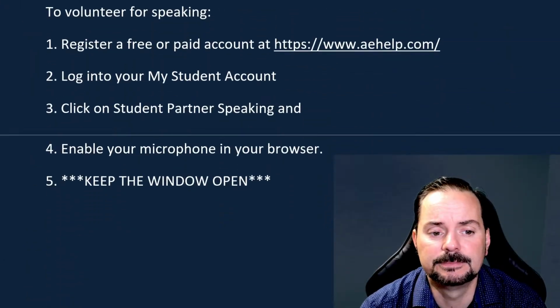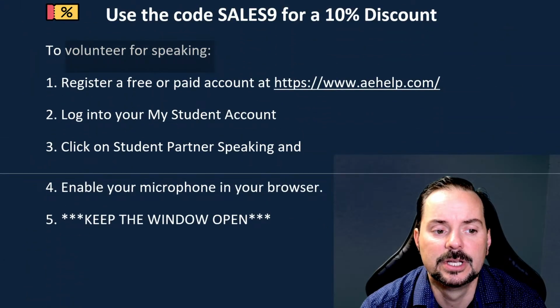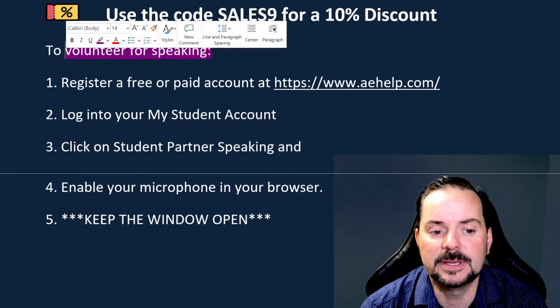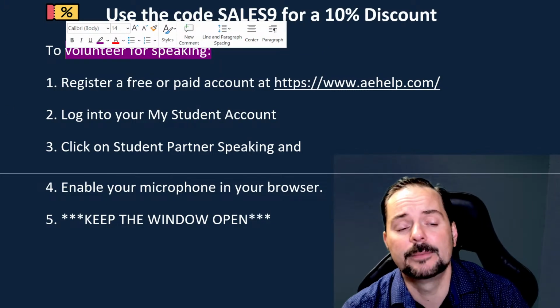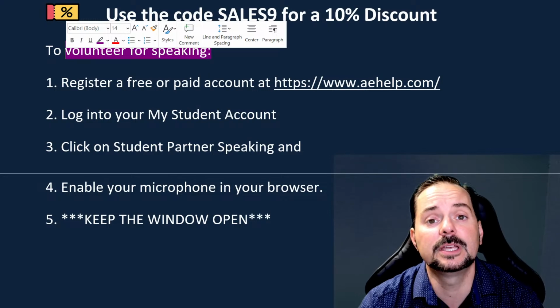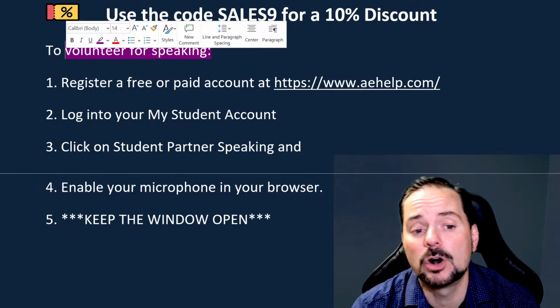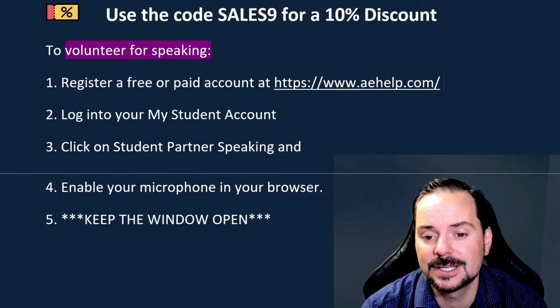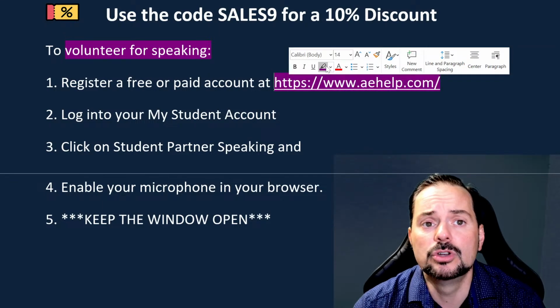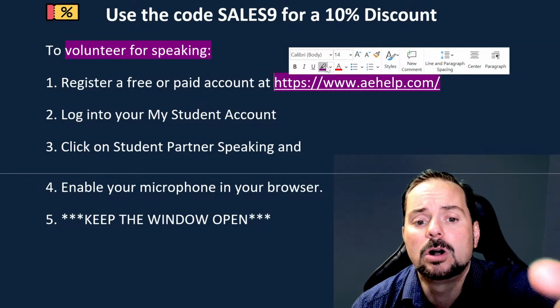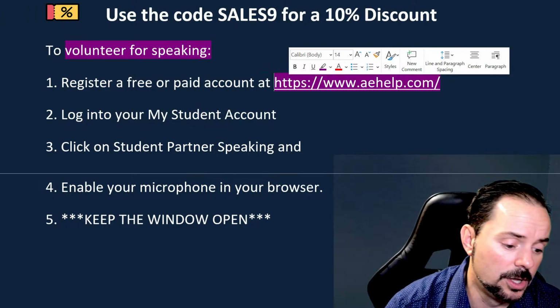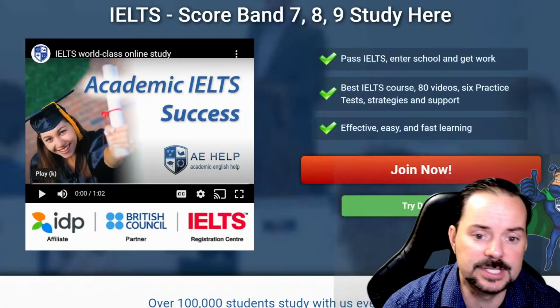let's actually speak to each other. So let's talk to each other. I'm going to get some volunteers for speaking, and if you look at the chat, I'm sure that Amra or Carolina, or maybe both, will give you the instructions in the chat. Follow the instructions. They're the same instructions as this. As I told you, go to aehelp.com. So get on the website. That's your first step here.